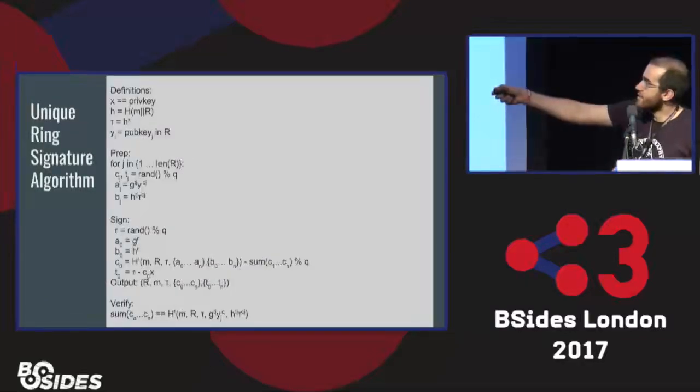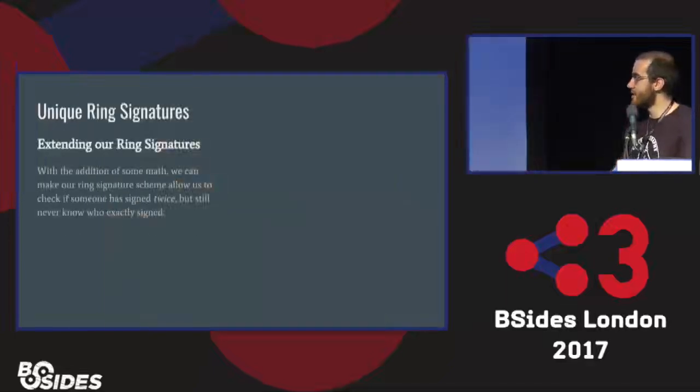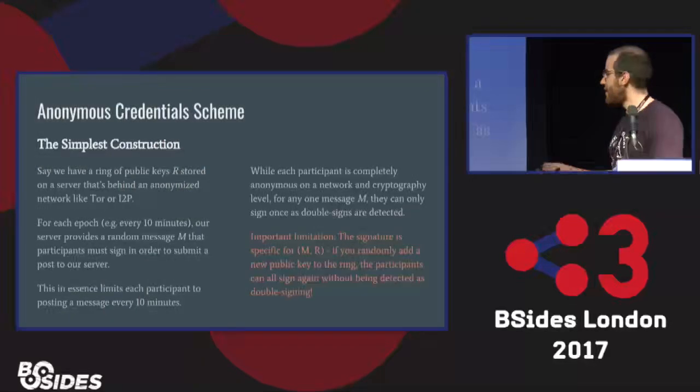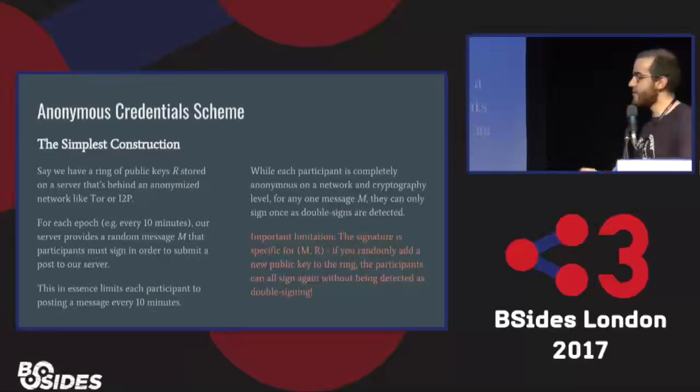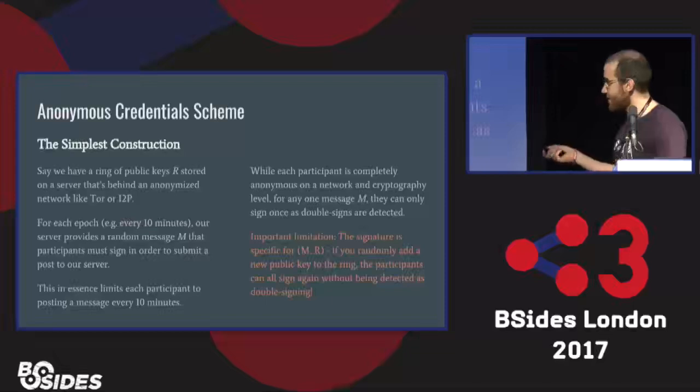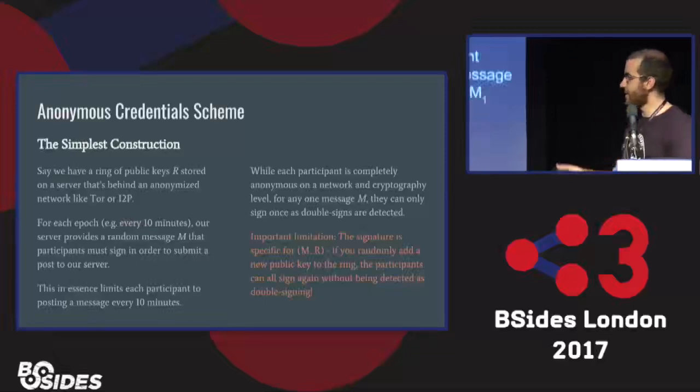As we saw earlier, this is how the tag is generated. So if either the message or the ring changes, like if I add a participant into the ring, now you can double spend again, now you can double sign again, because it becomes indistinguishable from the other ring. So there's an issue here which has some privacy implications, right?